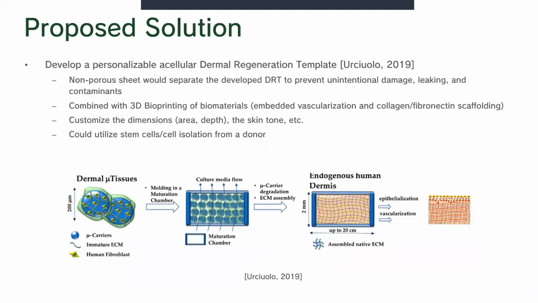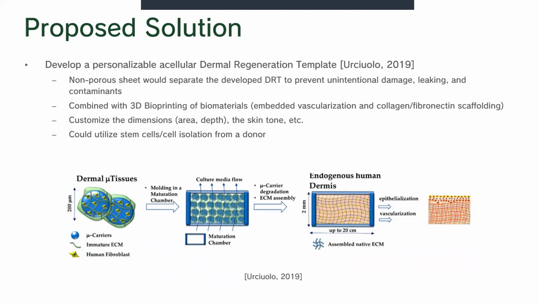So secondarily, the skin itself, right? I think the best approach would be to develop or utilize a personalizable acellular dermal regeneration template, or DRT. So the idea would be that we have some type of DRT that we develop, and we take a non-porous sheet to separate the DRT from the skeletal structure to prevent unintentional damage or leaking and contaminants. And we combine this with some 3D printing of biomaterials onto the DRT, where we are concerned with the vascularization or the epithelialization of the blood vessels inside the actual skin that we're developing.